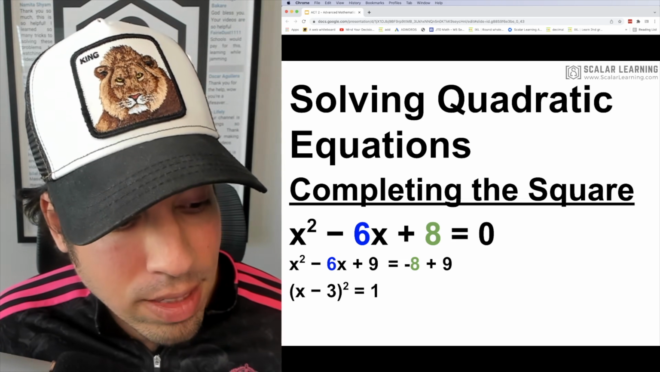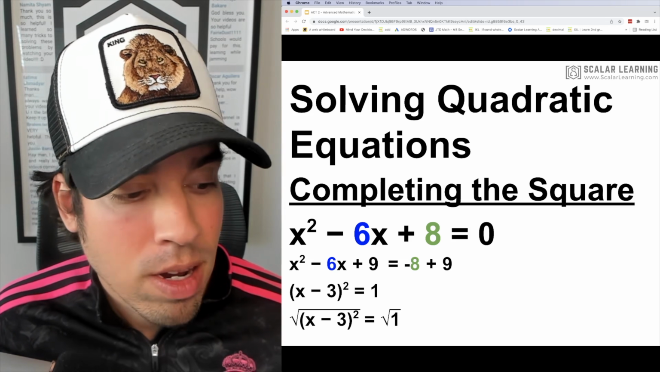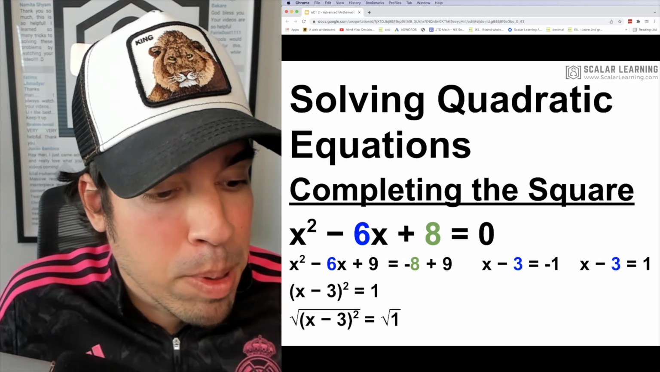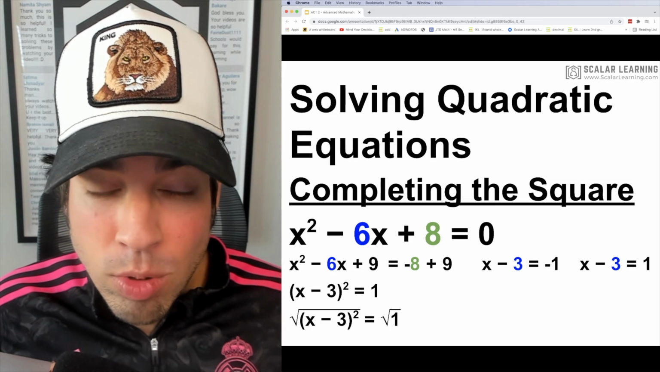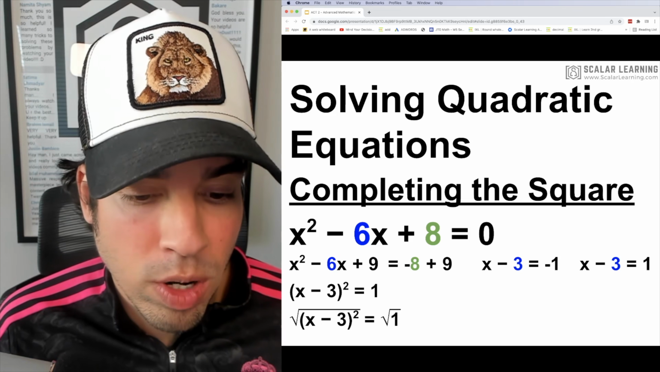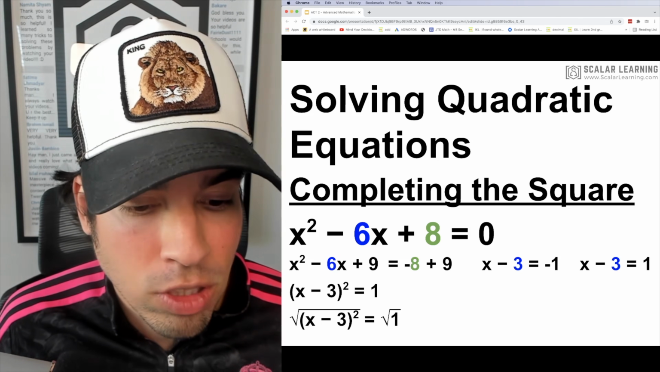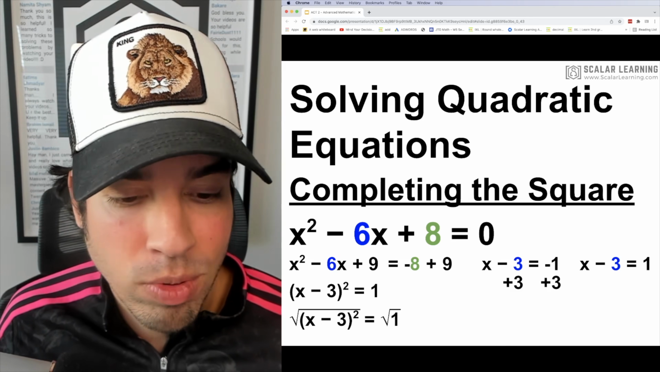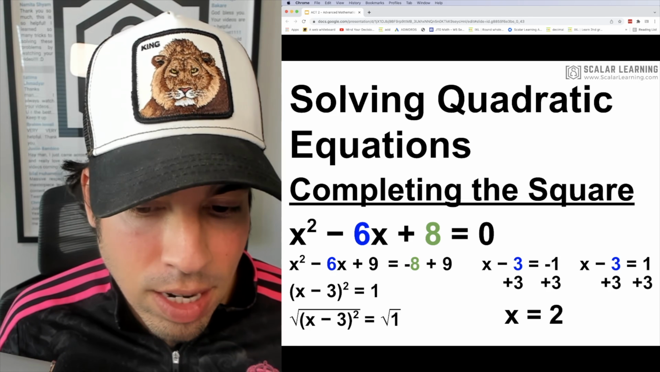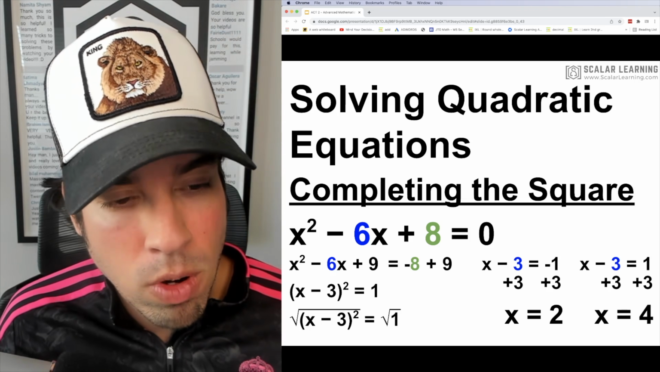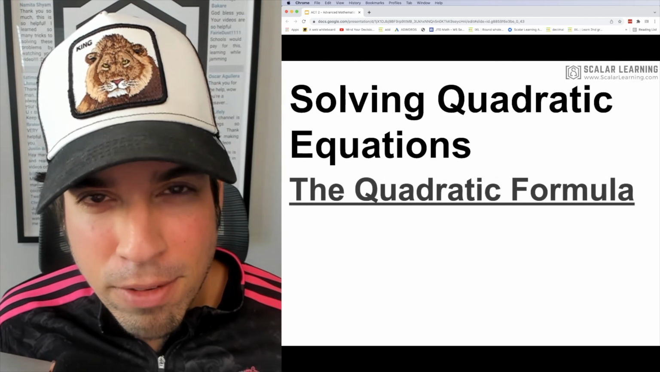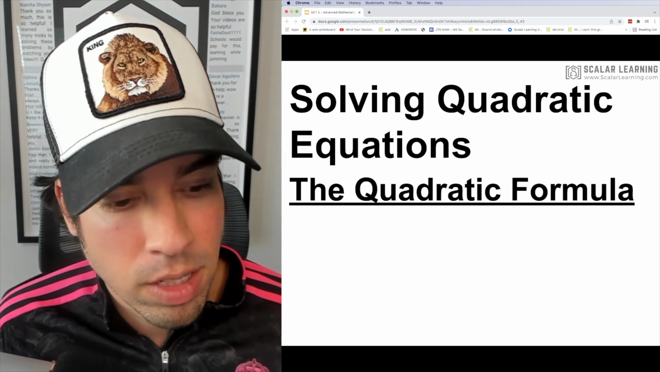Now to solve, I can take the square root of both sides, right? Because the square root of x minus 3 squared is, of course, x minus 3. But the square root of 1, in this context, we have to remember, is both positive and negative 1. So you can see here we get two equations that we have to solve to give us our two solutions. Then in this case, we're going to add 3 to both sides, giving us x equals 2. And in this case, we're going to add 3 to both sides, giving us x equals 4. Those are your two solutions. Boom, done.